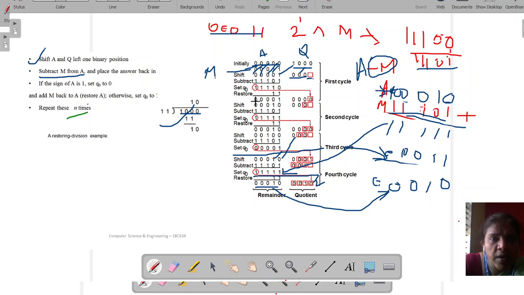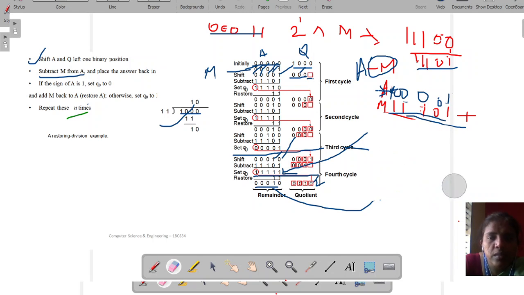And what is the content of A? The content of A is 00010, right? Only A is changing. So what is A after shifting? After shifting it is 4 zeros followed by 1. Now you add it. After adding, what do you get?